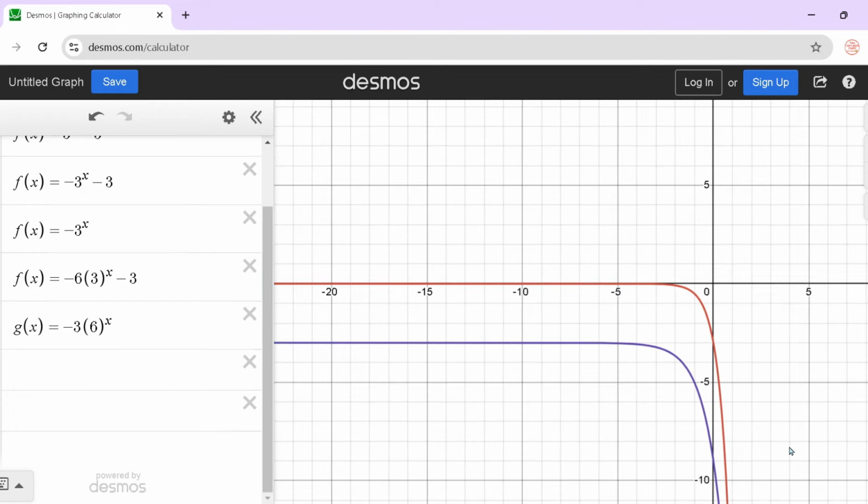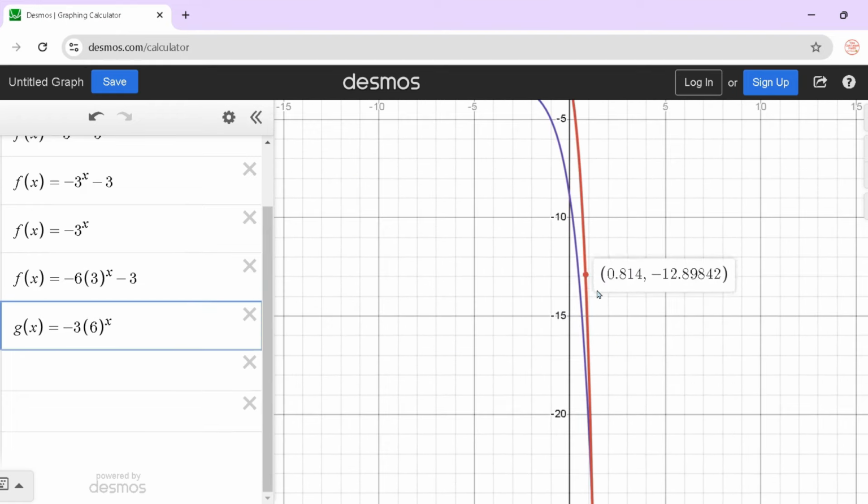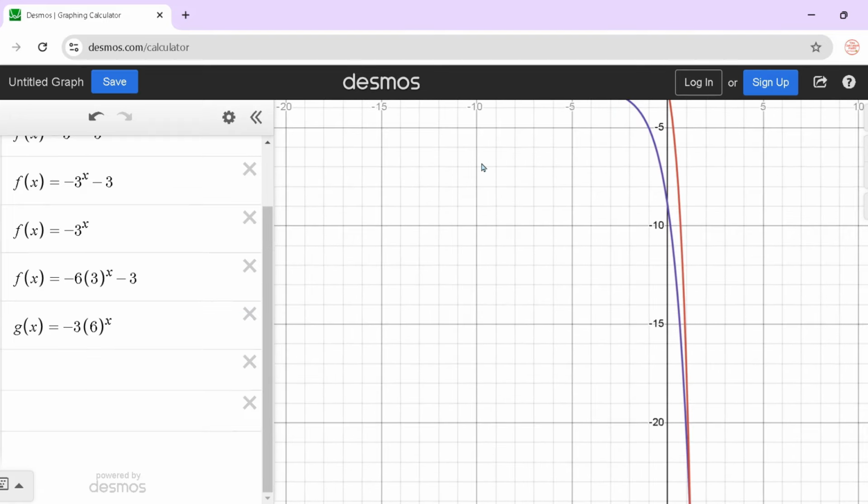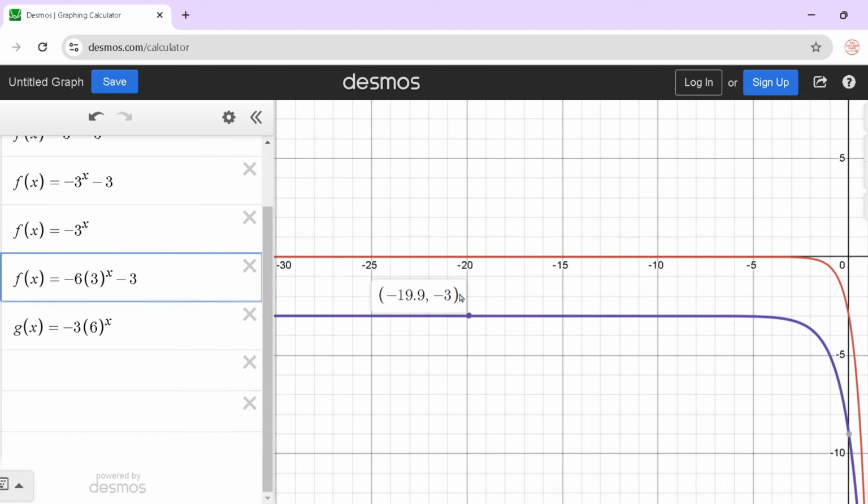Now look at these. These go on forever. They keep getting lower and lower and lower, and they're going to do that forever. There is no limit. There is no minimum. There's not even a maximum, because it approaches negative 3 and it approaches 0, but it never hits it. It's always getting closer and closer. So these exponentials don't have minimums and they don't have maximums.